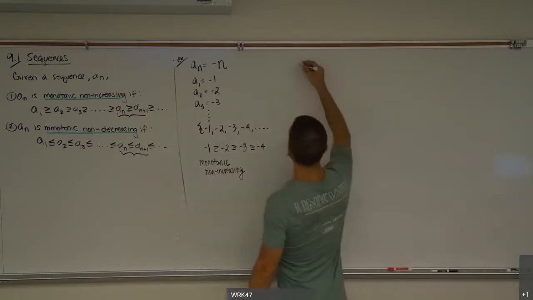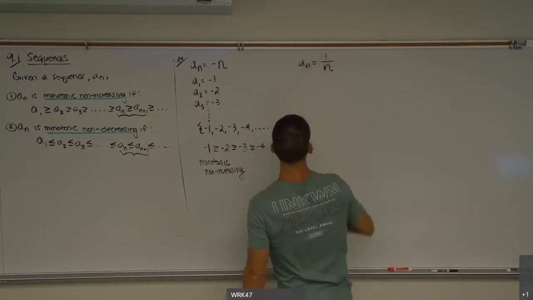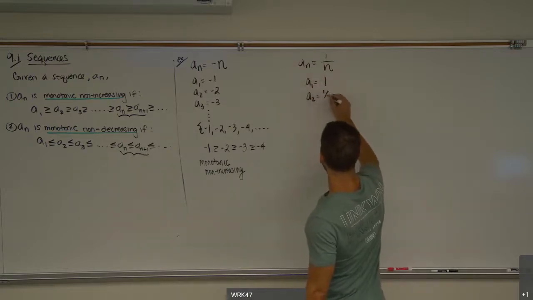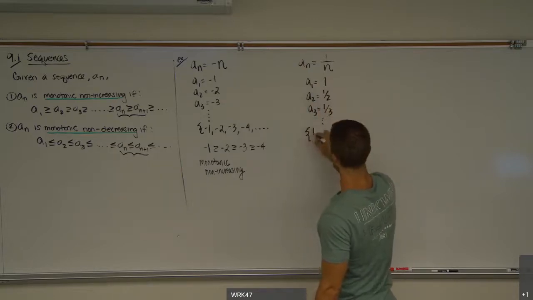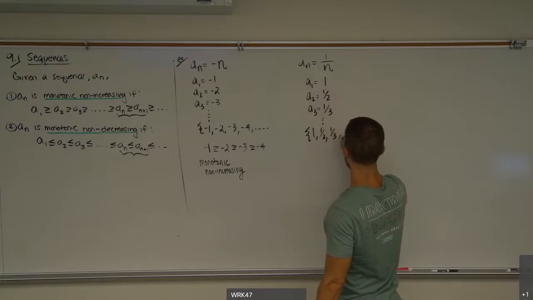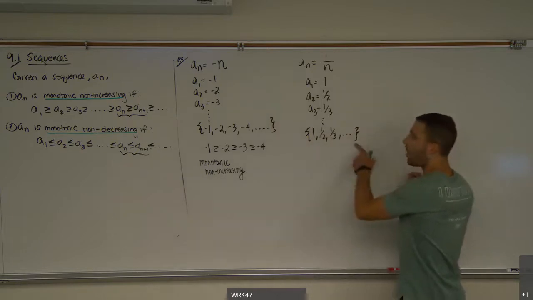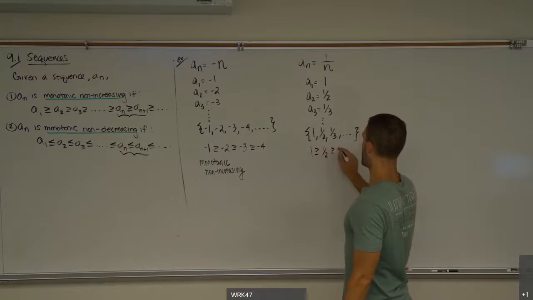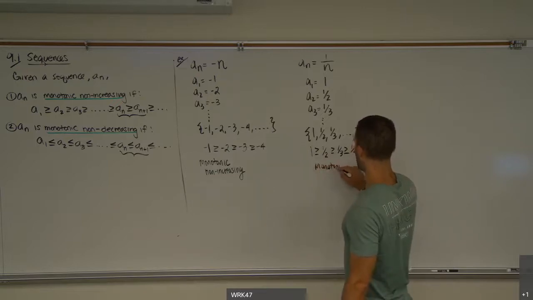Well, what about another one? Maybe a sub n is 1 over n. Well, a1 is 1, a2 is 1/2, a3 is 1/3, and so on. Write out these terms: 1, 1/2, 1/3. We'd like to say that this sequence looks like it's getting smaller, right? That 1 is certainly larger than or equal to 1/2, certainly bigger than or equal to 1/3, bigger than or equal to 1/4, and so on. And so we would say that this guy is monotonic, again, non-increasing.